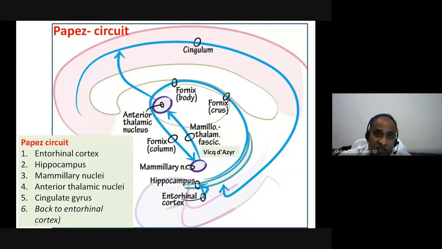So that means it is the Papez circuit. The Papez circuit starts with the entorhinal cortex, the hippocampus, the mammillary nuclei, the anterior thalamic nuclei, the cingulate gyrus, and back to the entorhinal cortex. This is one of those behavior circuits. That is what I was trying to talk about. Suppose you have recently interacted with some individuals. This interaction may be positive or negative. Positive means you liked some person and you feel it was wonderful, for example, I liked the lecture, something like that.